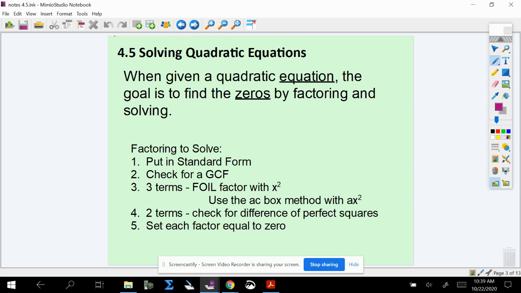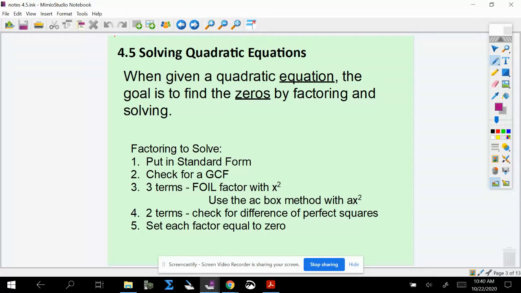All right, the last piece here with factoring is how do we use factoring to help us solve quadratic equations? There's a lot of ways to solve quadratic equations. I actually find that factoring is the easiest. When you're given a quadratic equation, the goal is to figure out the zeros or the roots. We use those words interchangeably, by factoring and solving it, setting it equal to 0 and solving it.